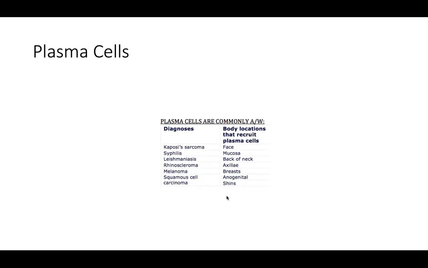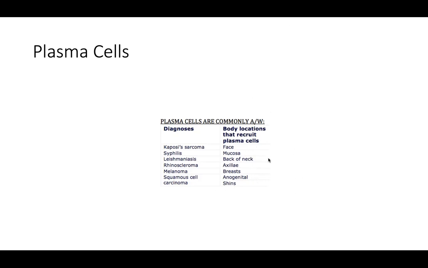And that goes back to the fact that specific body locations, even with just general ulceration that could be caused by a cancer or even just by trauma to the area, or excoriation, such as the face, the mucosa, back of the neck, the axilla, the breast, the anogenital region, and the shin, often are associated with plasma cells that are recruited.